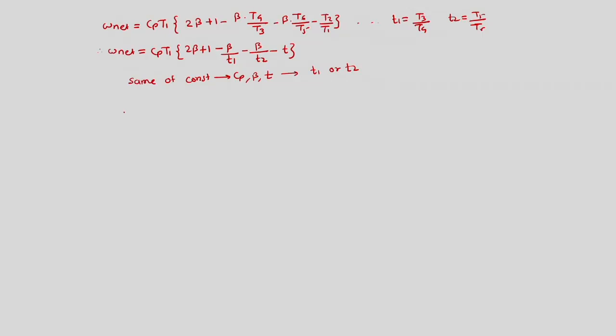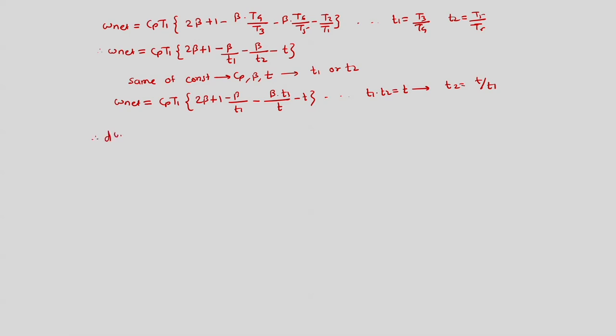So for that sake we will replace this T2 by T1 and we will say that W net is equal to CPT1, so twice beta plus 1 minus beta by T1 minus beta T1 upon T, since we know that T1 into T2 is equal to T. So T2 is equal to T upon T1.